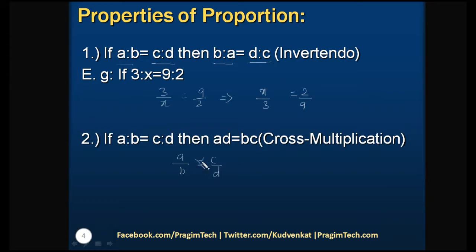That is nothing but here we are doing cross multiplication between the two ratios. That is A into D is equals to B into C. So according to this property, the X value will be X by 3 is equals to 2 by 9, which implies X into 9 is equals to 2 into 3. Here we can cancel out 3 and 9. So therefore X is equals to 2 by 3.